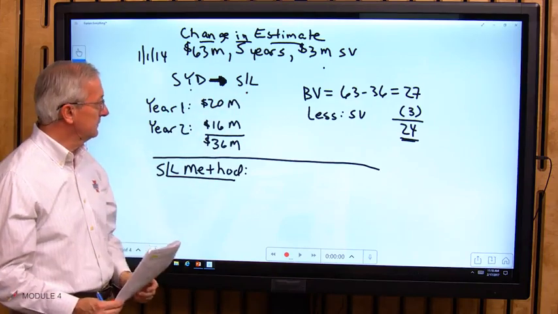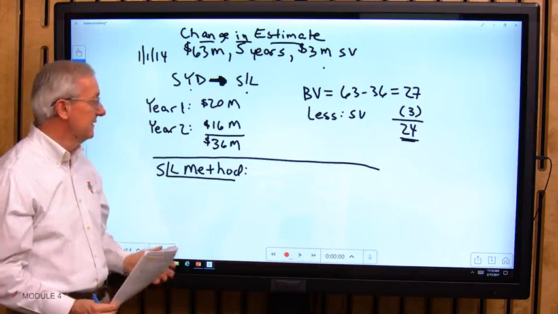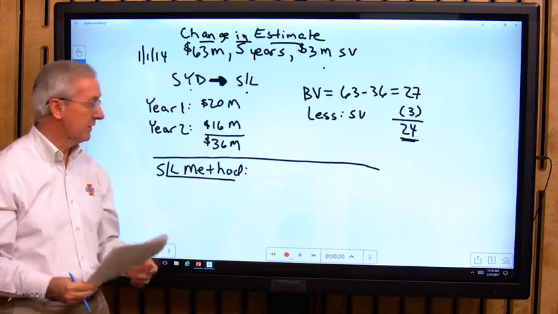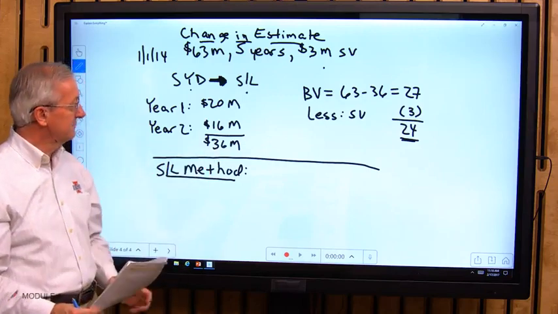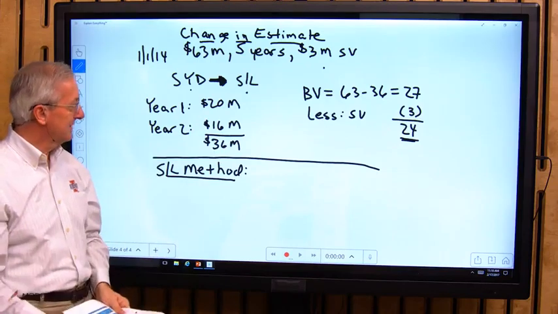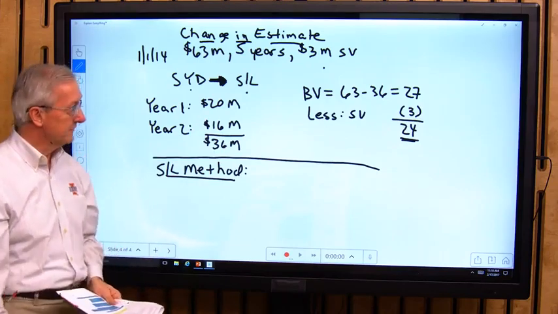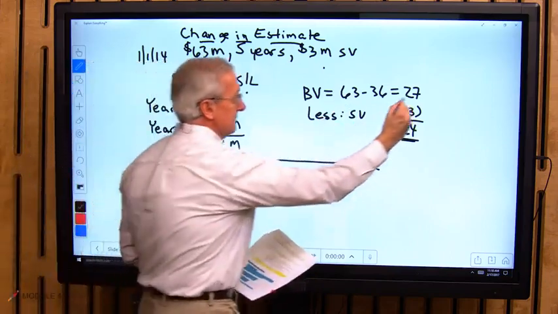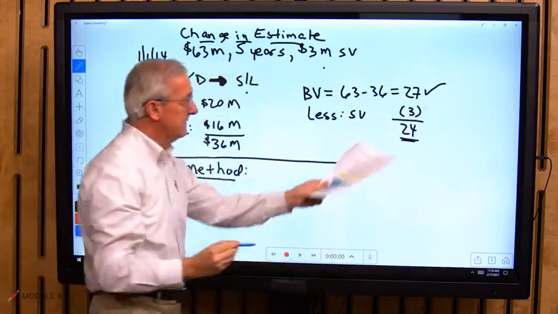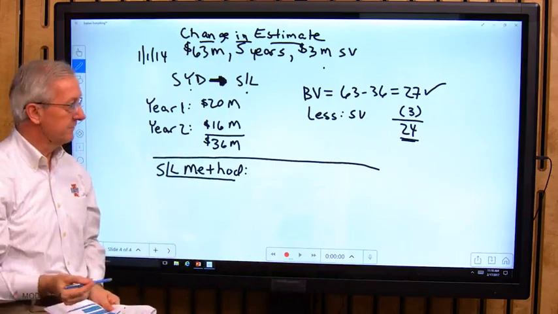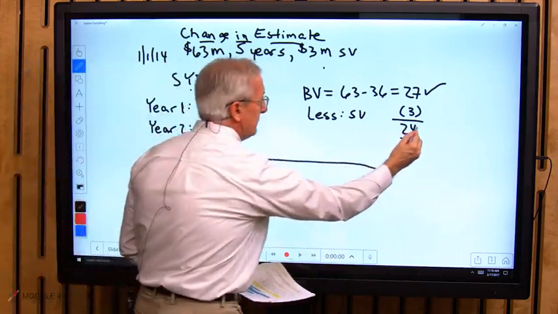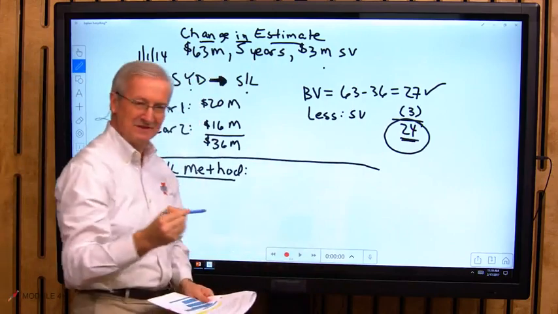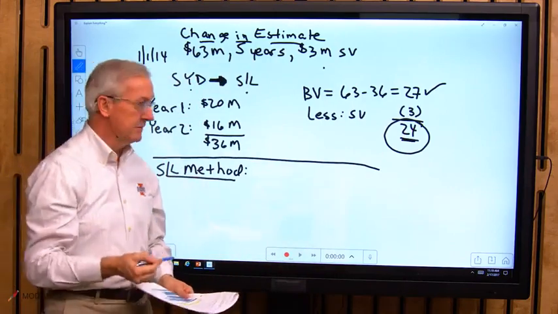Here's the first 2 years that we see under the sum of the years digits. It's an accelerated method, as we've talked about. So basically 36 million of the 63 million gets expensed in those first 2 years. I have a book value at the end of 2 years of $27 million. If I then reduce it by the salvage value of 3, I basically have $24 million of value left to depreciate over the remaining 3 years.